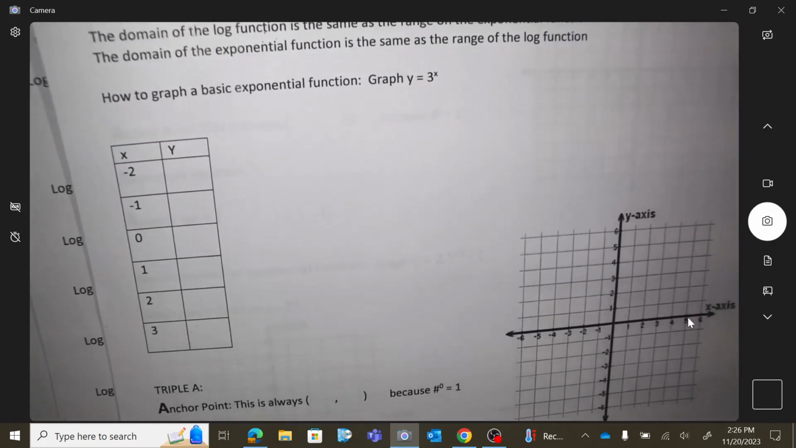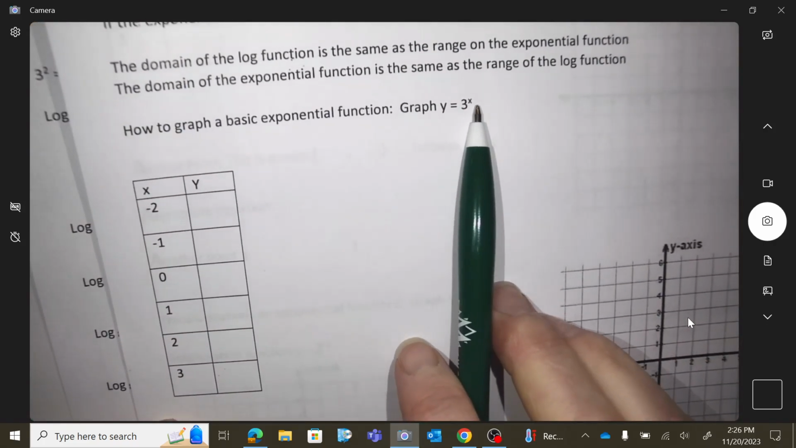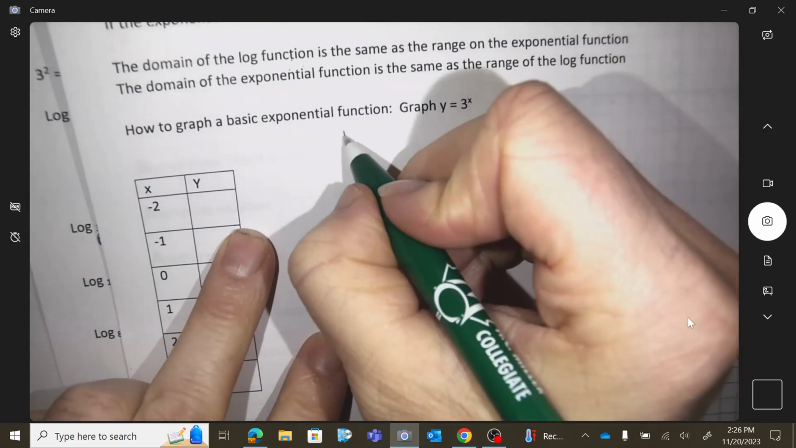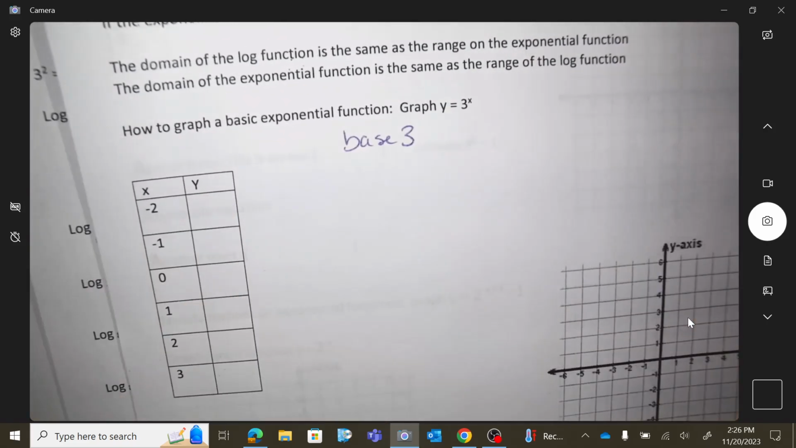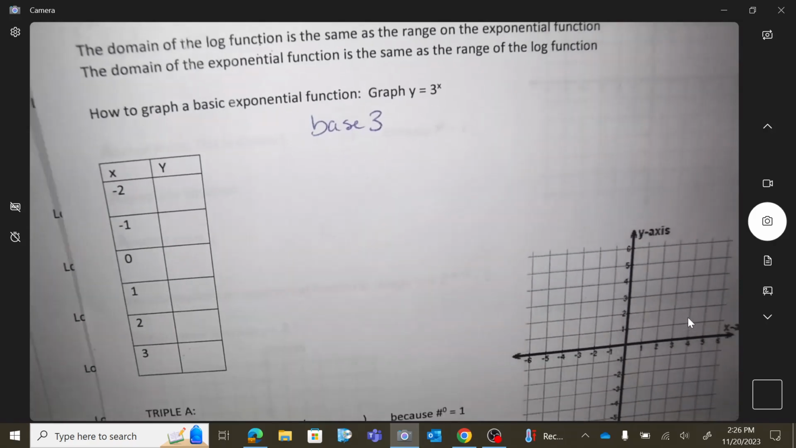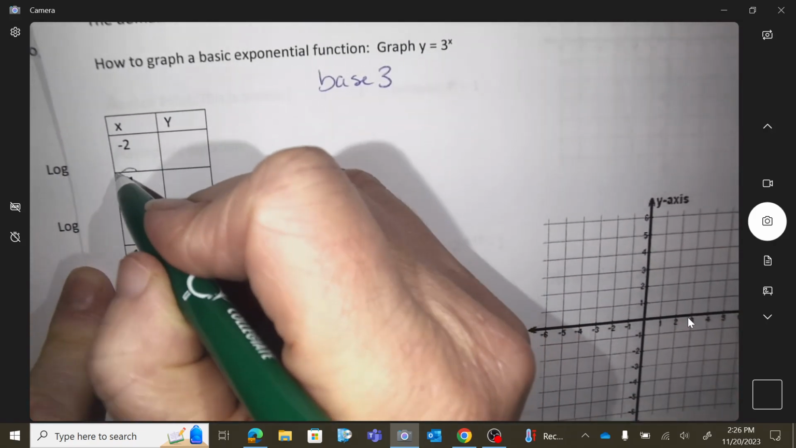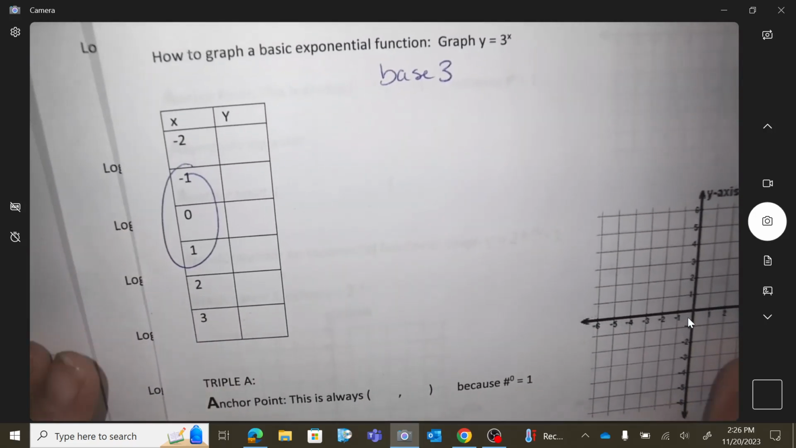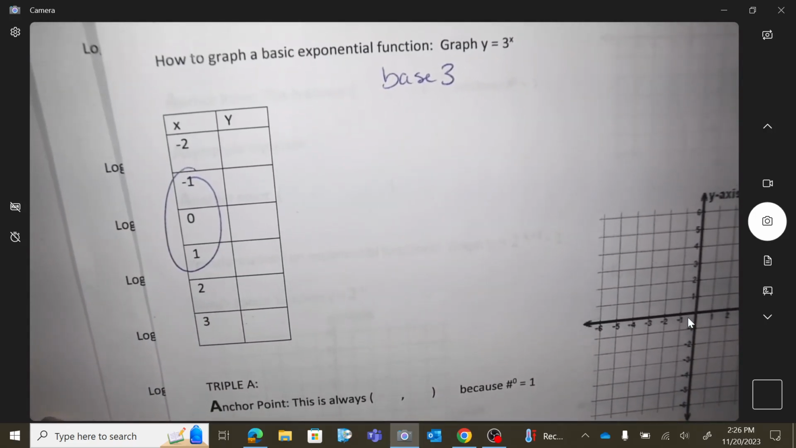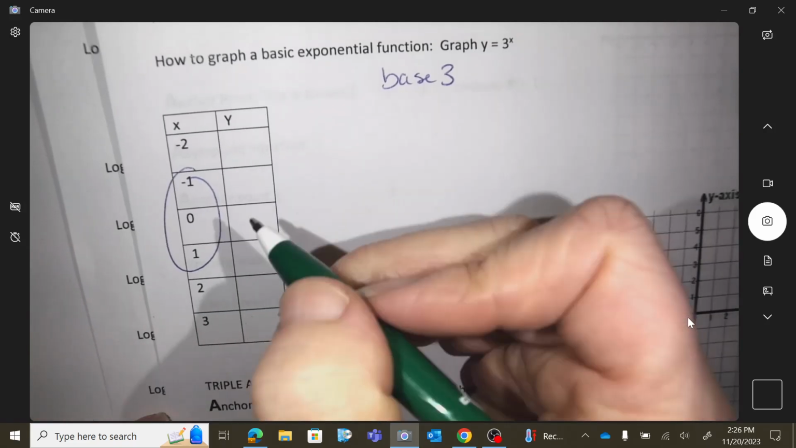Okay, so here we go. We're going to graph 3 to the x. Okay, so base 3. What I always start with is just these 3 things.